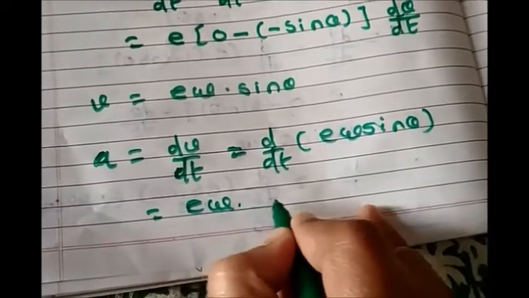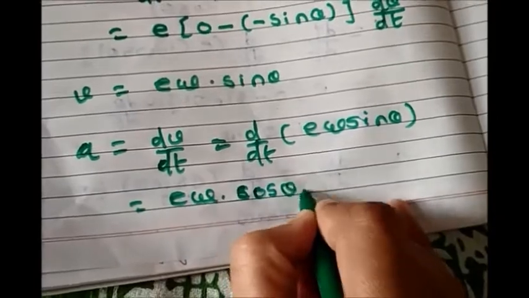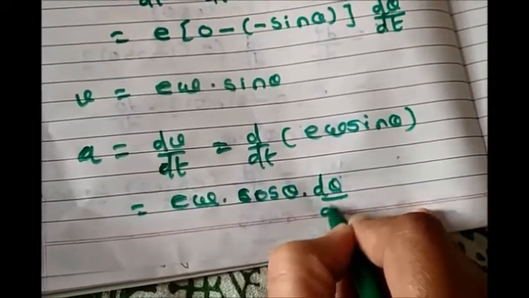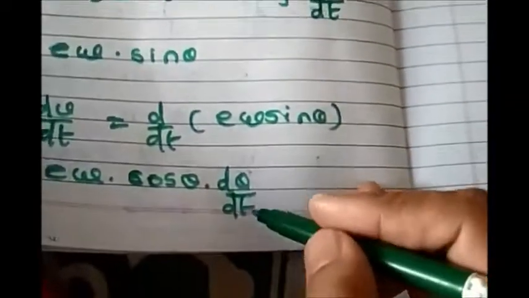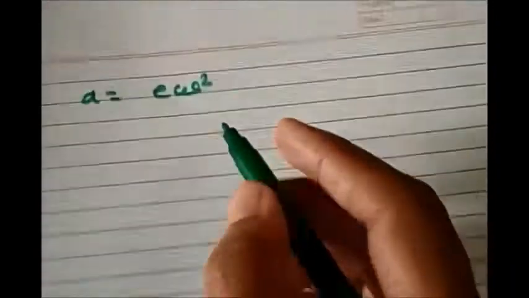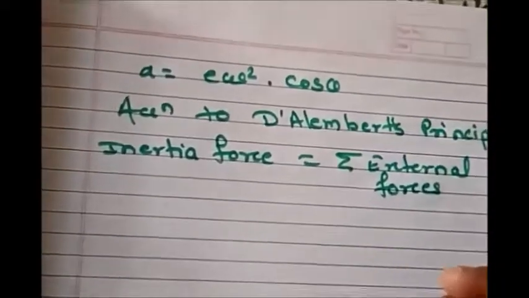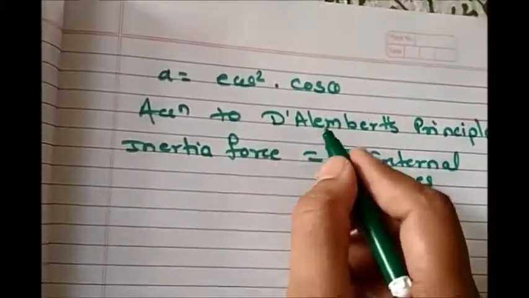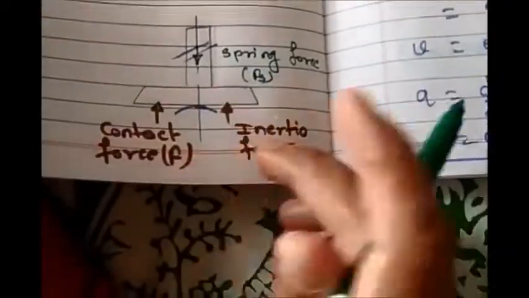So it is e omega sine theta, and the derivative is cos theta into d theta by dt. Again, acceleration is equal to e omega square cos theta, because d theta by dt is omega. Okay, so now according to D'Alembert's principle, we know that inertia force is equal to external forces.